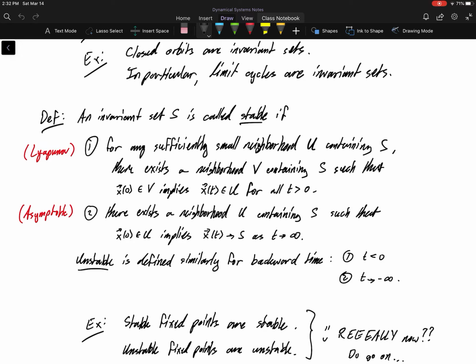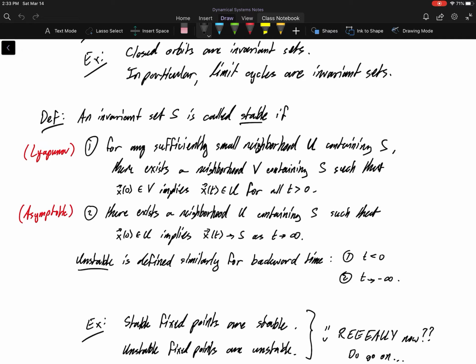I'll give you a picture of that in a moment, but finishing the definition, we also have asymptotic stability, where this invariant set is asymptotically stable if there exists a neighborhood U containing S such that once you're in U, your initial condition will flow to S in forward time.